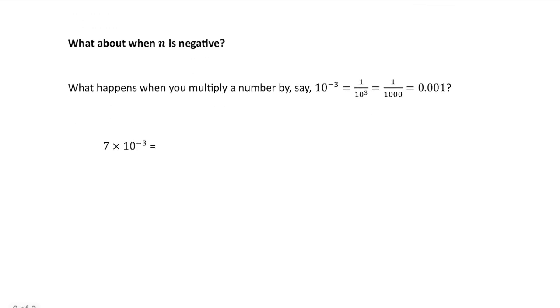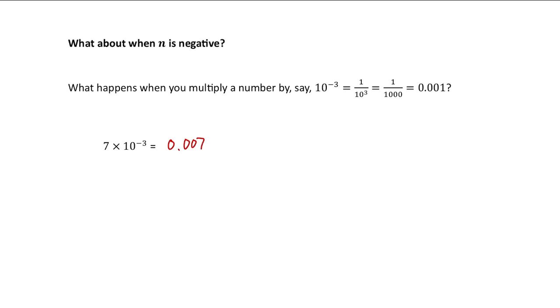Okay, now what about when n is negative? So what happens when you multiply a number by, say, 10 to the negative third power? Well, 10 to the negative third is the same thing as 1 over 10 to the positive third. That's just a property of exponents. Or 1 over 1,000, or 0.001. So what happens when we take a number like 7 and multiply it by 10 to the negative third, or multiply it by 1/1000th? Well, of course, we're going to get 7 1,000ths. Right? It's 0.007.